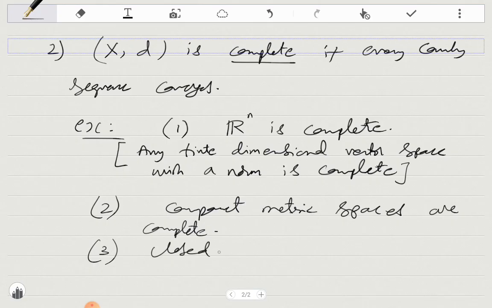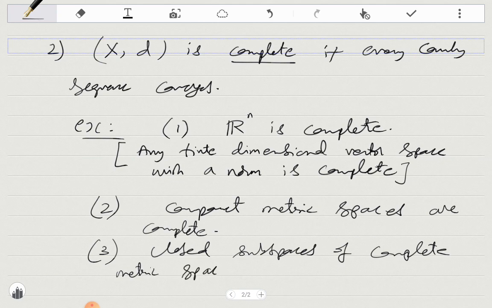Closed subspaces of complete metric spaces are complete. We can regard closed subsets, not subspaces. Any subset of a metric space is itself a metric space. And if we start with a closed subset and the ambient space is complete, then the subset is complete as well.